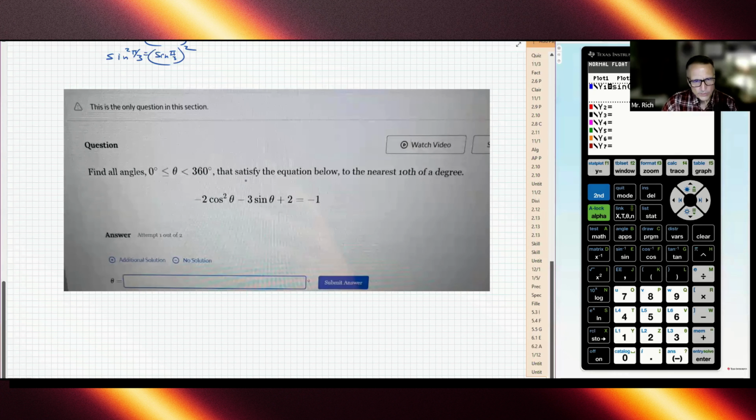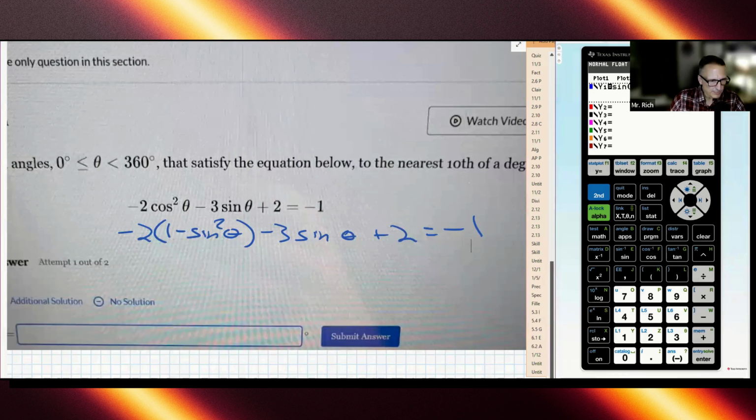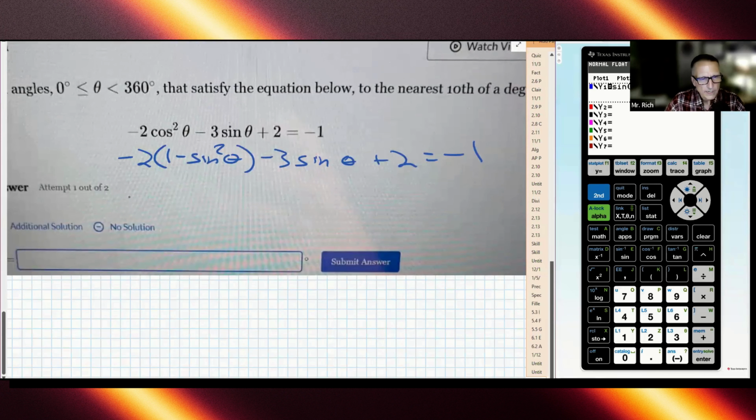Well, what we're going to do is solve this much like a quadratic equation, but I've got to get rid of the cosine squared right here. I can't have a mixture of cosine and sine. So I'm going to use my trig identity that says cosine squared is 1 minus sine squared. I'm going to substitute 1 minus sine squared theta for cosine squared, and the equation will look like that. I'm going to distribute that minus 2 through the parentheses and get negative 2 plus 2 sine squared theta minus 3 sine theta. I'll bring that minus 1 over and call that plus 3 equals 0.